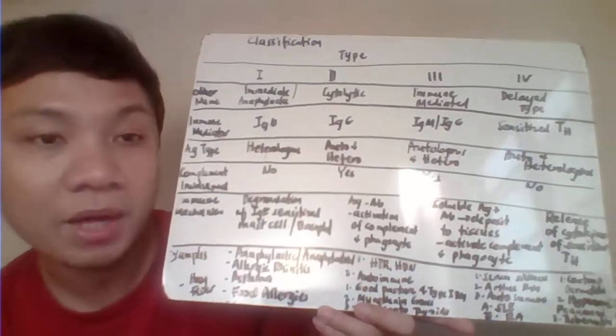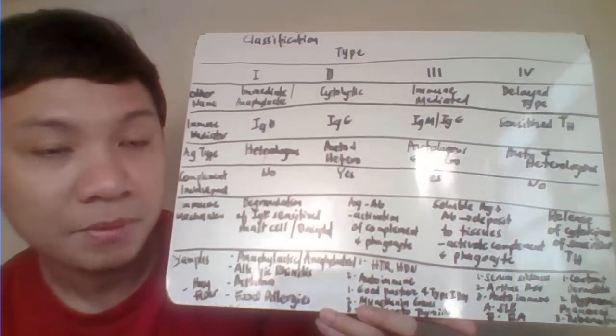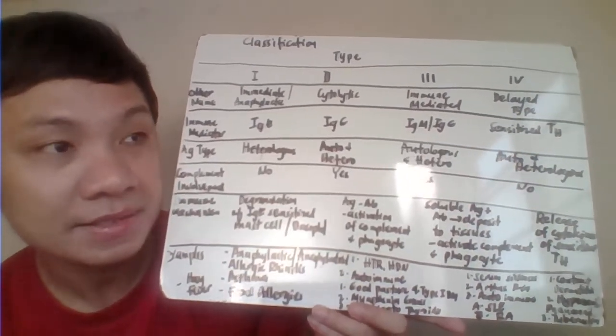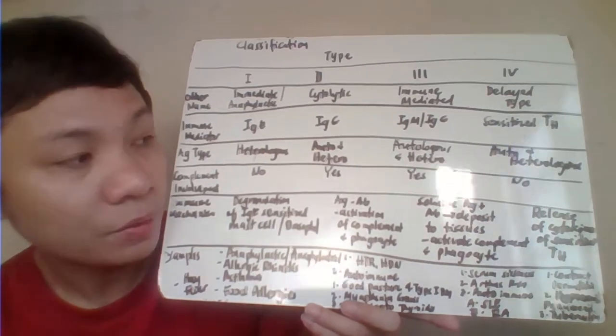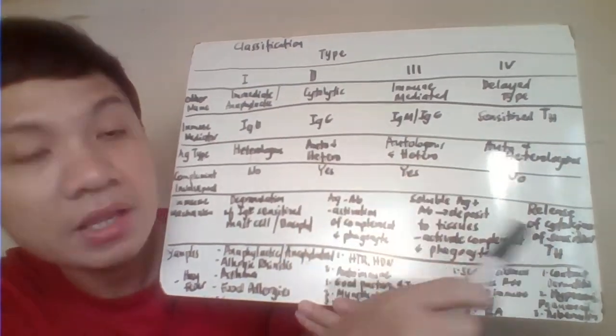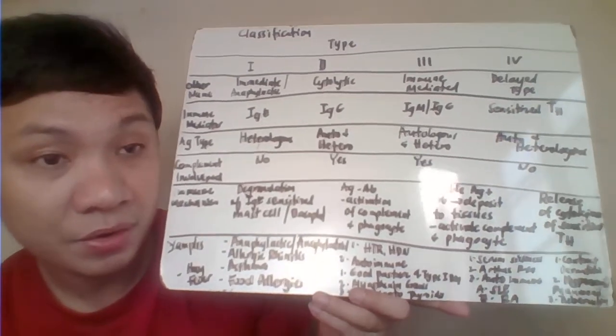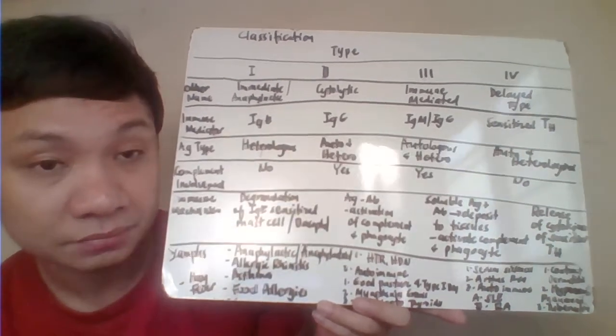Okay, for type 4, what mediates the hypersensitivity reaction is your sensitized T helper cell. The sensitized T helper cell is produced primarily during the first encounter with your allergen or antigen.